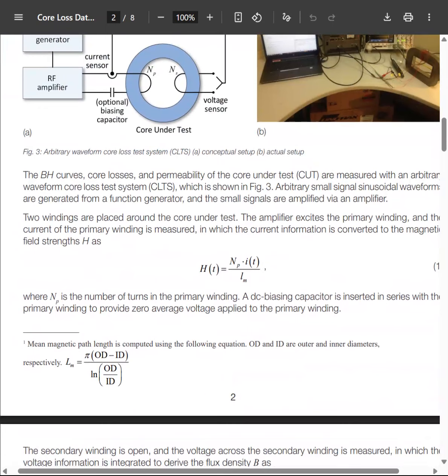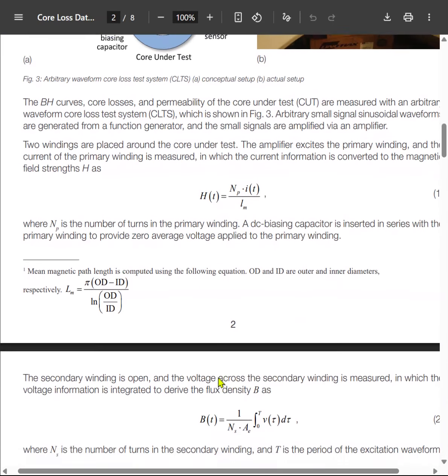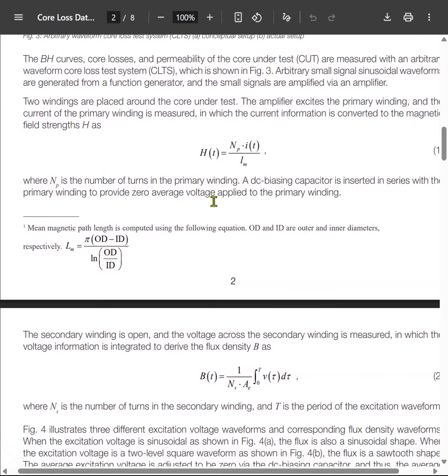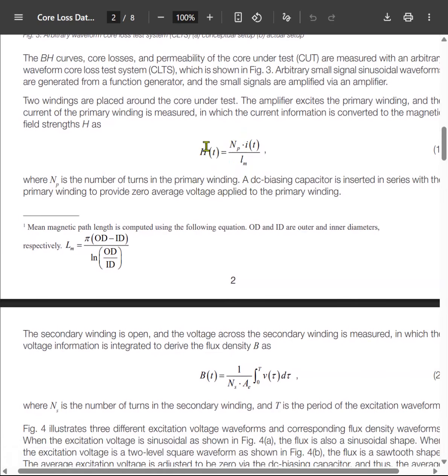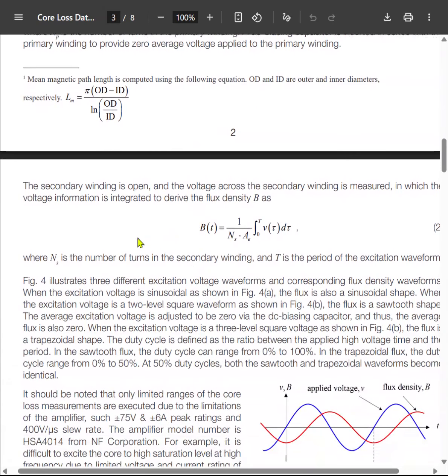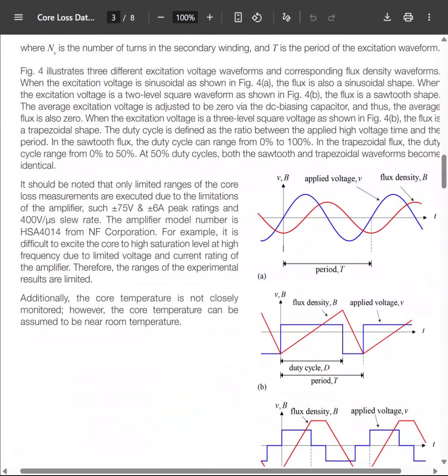There are two very important formulas here. One is the field strength formula, where you use the primary number of turns, current, and mean magnetic path length to calculate the field strength. The second is to calculate the flux density, where you use the secondary number of turns, effective area, and the voltage. So these are two very important formulas.